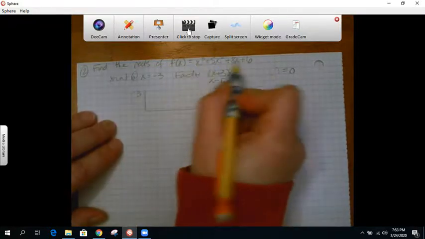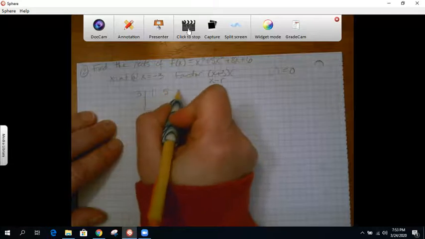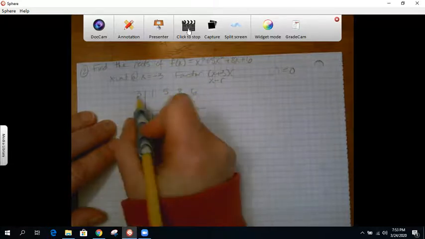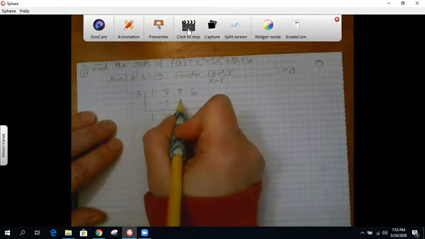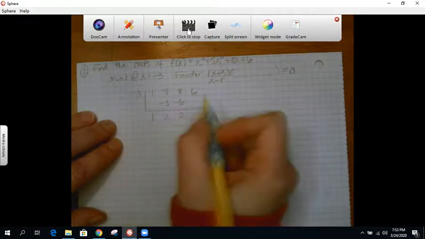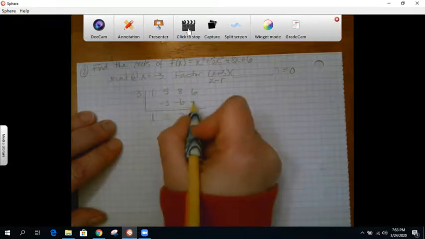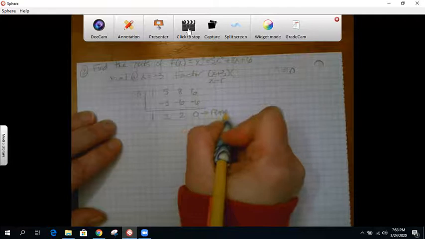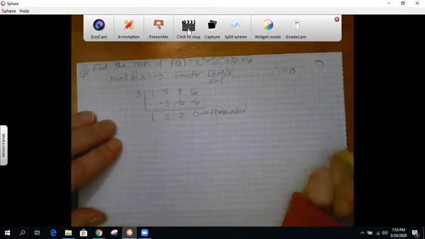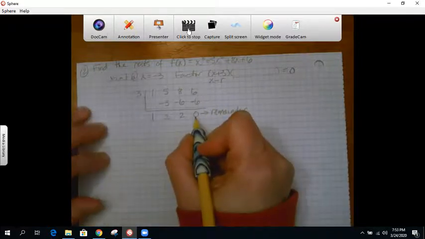Then I'm going to put my coefficients across the top. Drop the 1, so this would be negative 3. Add is 2. Multiply is negative 6. Add, I get another 2. And then when I multiply, I get negative 6, and I add, and I get 0. Remember, this is my remainder. If something is a factor, when I'm dividing, the remainder should be 0. And it is, so I know I did that right.